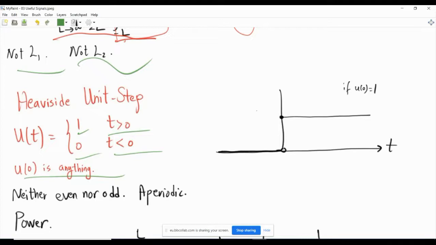Again, we will look for the continuous time unit step function. The value at t equals 0 is not important, and the most important thing is that the function is 1 when t is positive and 0 when t is negative. Here is its plot if we choose u of 0 to be equal to 1, and of course it's discontinuous at the origin, at t equals 0.